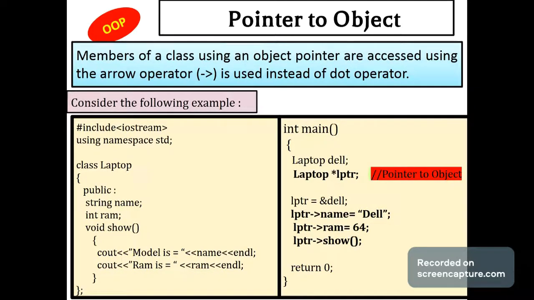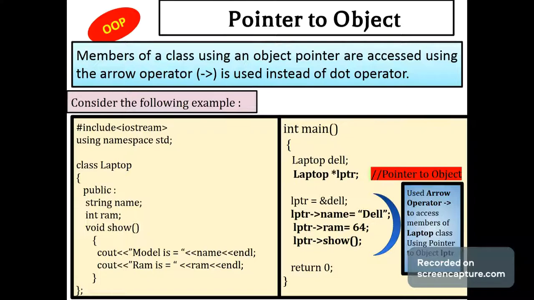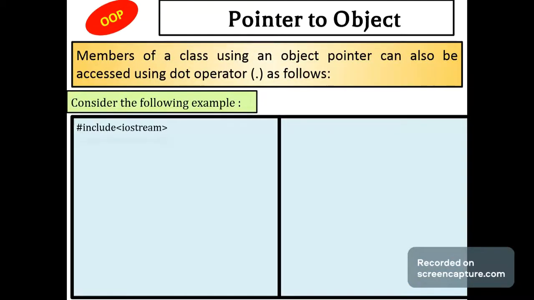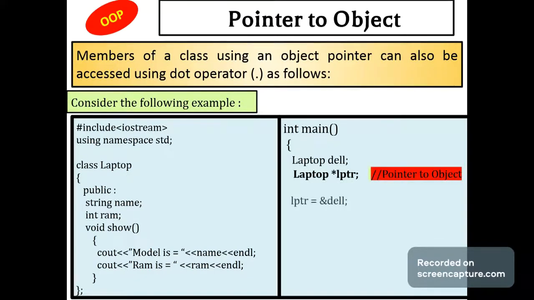Now, with a pointer to object, when you want to access the members you use the arrow operator, but you can also use the dot operator. How to use the dot operator? Let's see in the next slide. The entire program is the same. The creation of the object and the creation of the pointer to object are also the same.